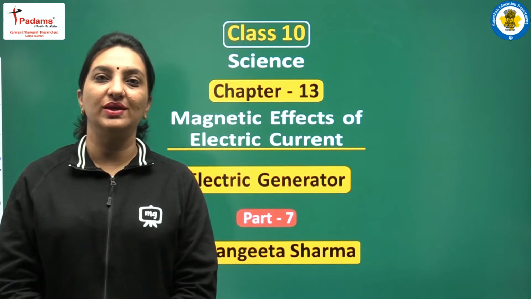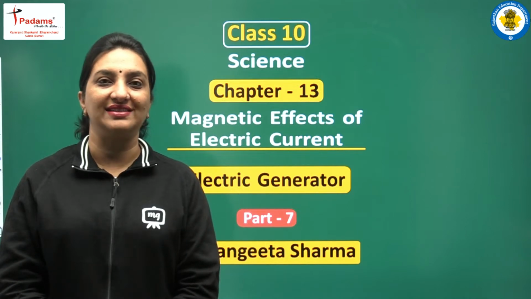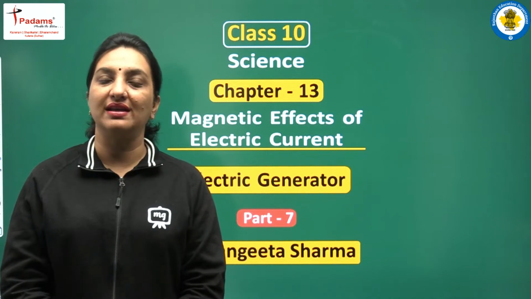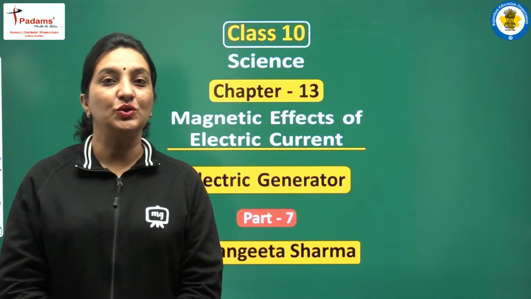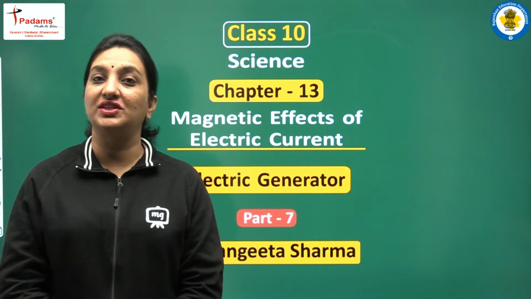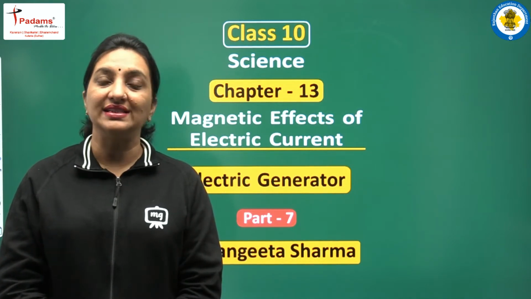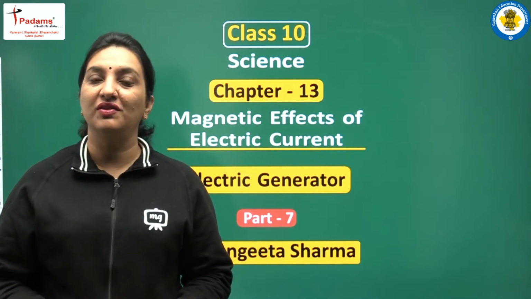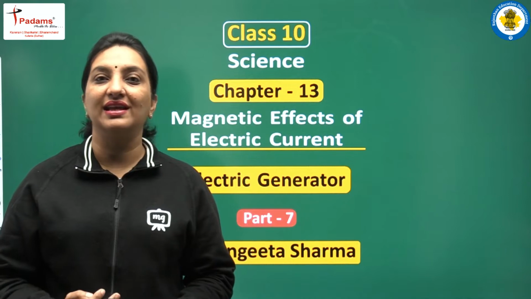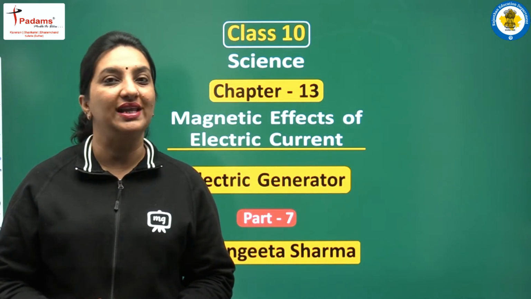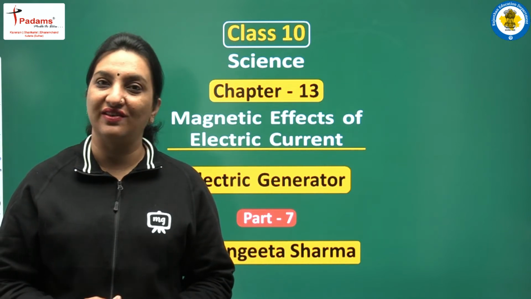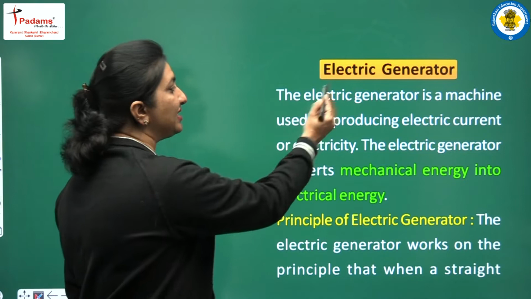Today we will be continuing with chapter 13 of your science book, that is magnetic effects of electric current. And in today's video, that is part 7, electric generator, we will be studying about electric generator. Students, as the name indicates, electric generator is something which is going to generate electricity. So, here we will learn how mechanical energy is being converted into electric energy, and the device hence is named electric generator.